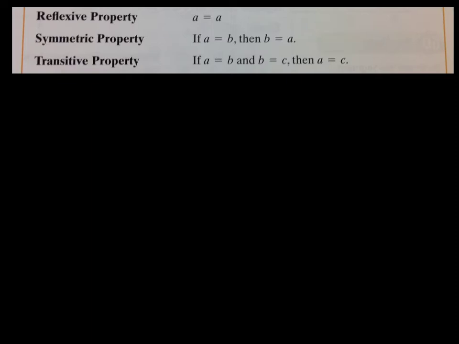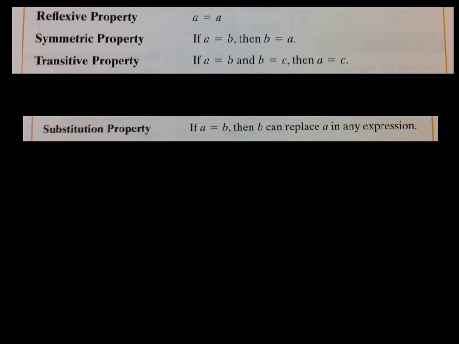The reflexive property states that anything equals itself. Symmetric property says if A equals B, then B equals A. I like to say if this equals that, then that equals this. And transitive property, if A equals B and B equals C, then A equals C. I say it like this: if the first thing equals the second, and the second thing equals the third, then the first thing has to equal the third.